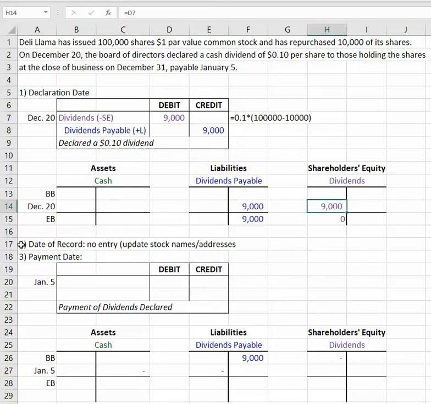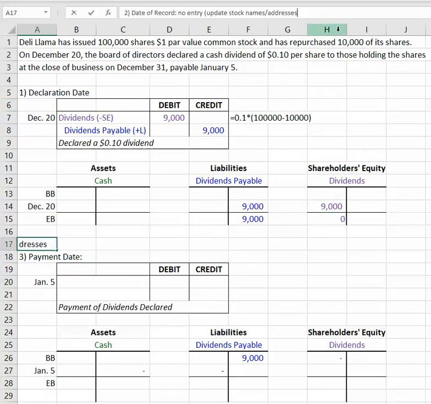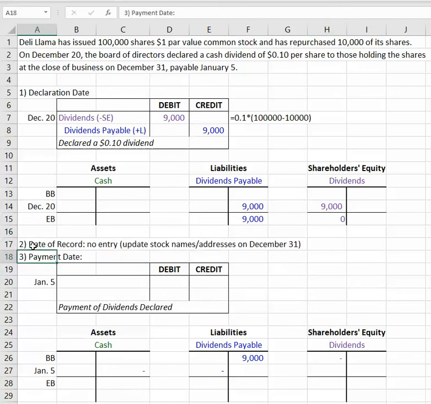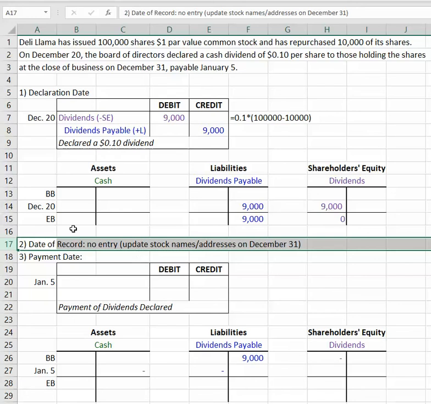Now, when December 31 rolls around, that's referred to as the date of record. So there's no entry that's going to get recorded, but what will happen is that they'll update their stock records on that December 31 date, the date of record. So again, no entries recorded. It's just who gets the checks, and it's whoever holds the shares on December 31, which is referred to as the date of record.